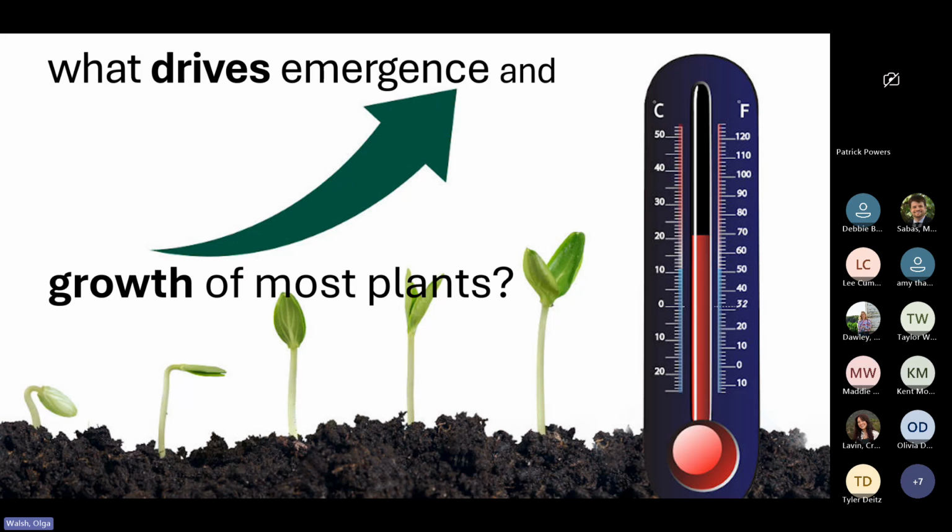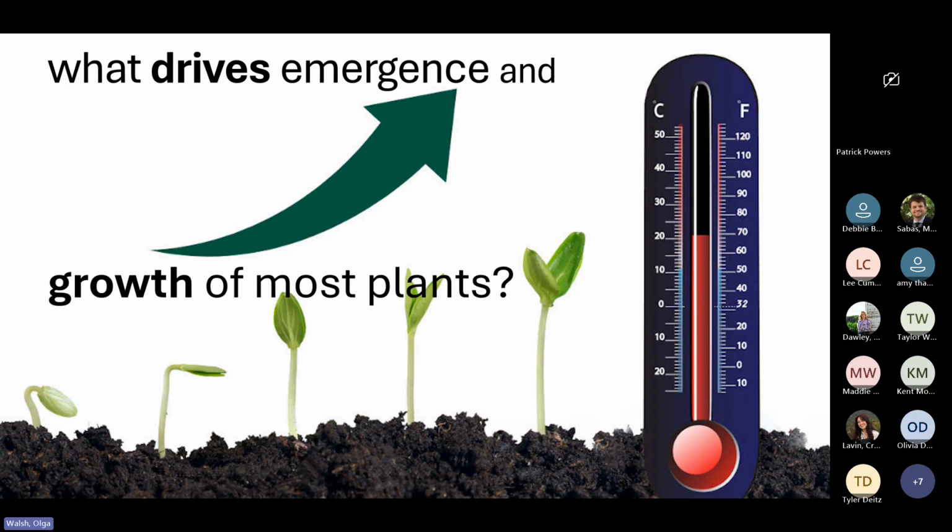To start, I just want to pose a question for you. In your mind, what drives the emergence and the growth of most plants? First of all, the crops are plants, right? So what does affect and what does hinder it? What does promote plant growth? Number one is definitely temperature. And of course, these are biological systems.